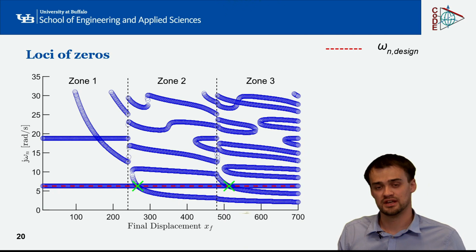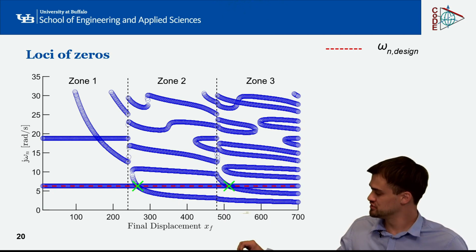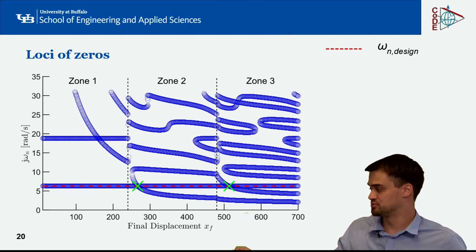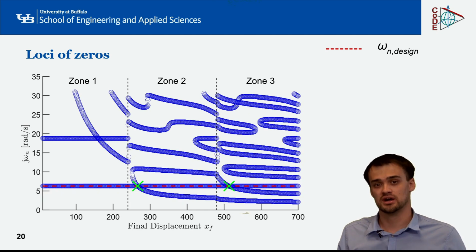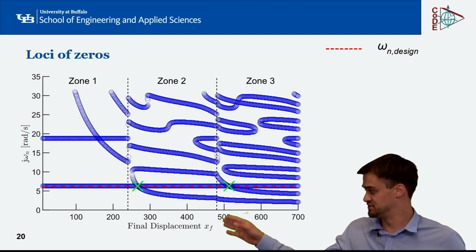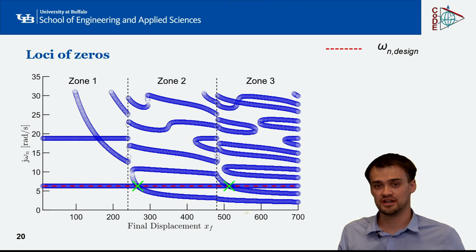and this means I'm placing two zeros at the same location. As a conclusion of this animation, we can say that we place two zeros at a spot which is highlighted in green here, or basically at two spots, one in zone 2 and one in zone 3. And this means I'm creating a robust controller for this specific displacement, even though I did this unintentionally.